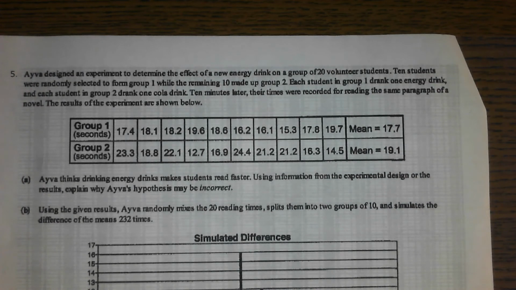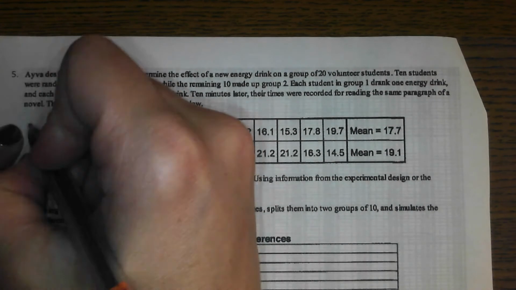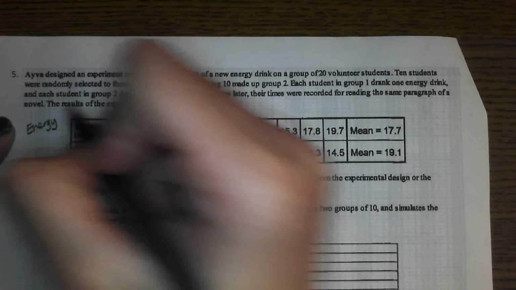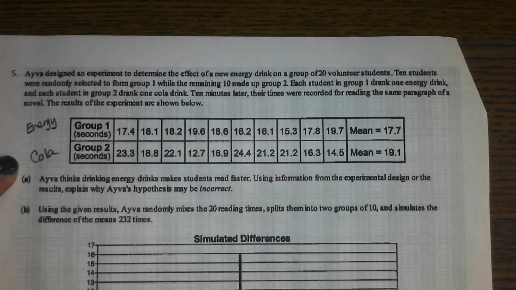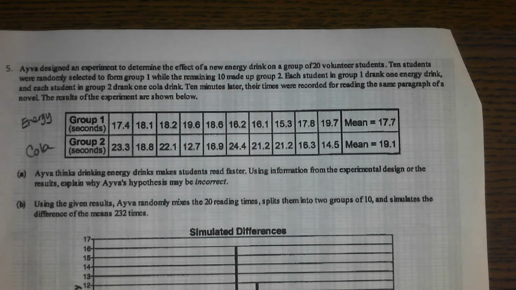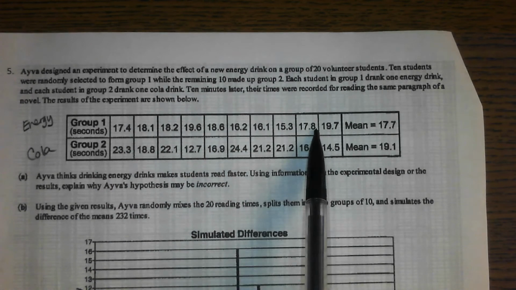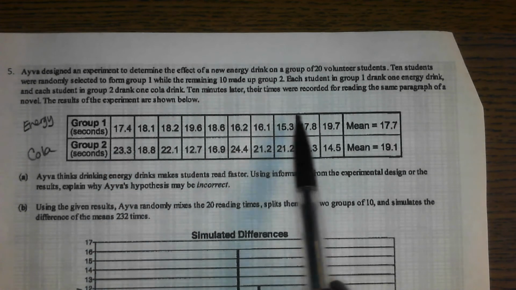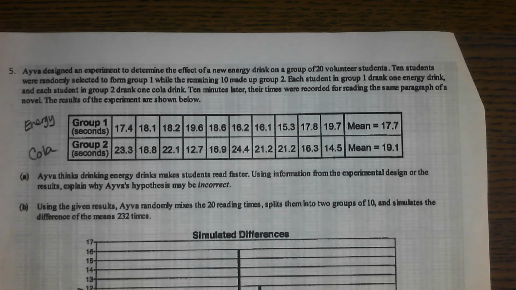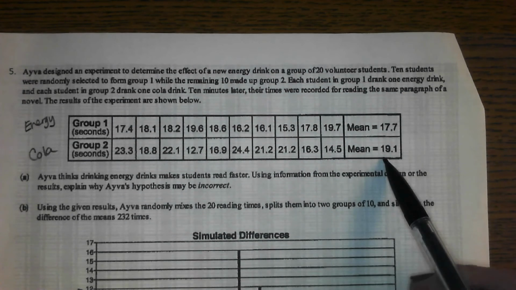In this experiment, we have group 1, which got an energy drink, and group 2, which got cola, or straight sugar. And then each individual's time to read a passage was calculated. In group 1, all the kids that had the energy drink, it took them 17.7 seconds on average to read the passage. In the second group, here are all their individual times. On average, it took them 19.1 seconds. So it took the cola group longer to read.